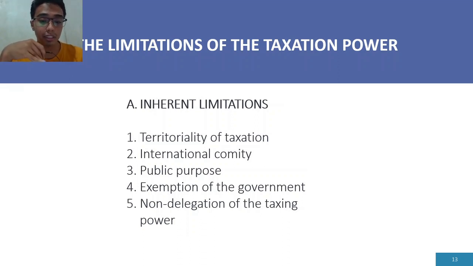Okay, so under territoriality of taxation, public services are normally provided within the boundaries of the state. Okay, so yung tax, the power of taxation is only limited to the boundaries of the state. So in this case, boundaries of the Philippines. Okay, so syempre hindi naman natin pwedeng i-tax yung mga income yung nasa US. Right? Hindi naman natin pwedeng i-tax yung income ni LeBron James, yung income ni Steph Curry, right? Because the power of taxation is only limited to the boundaries of the state. Okay, so number 2, international comity.